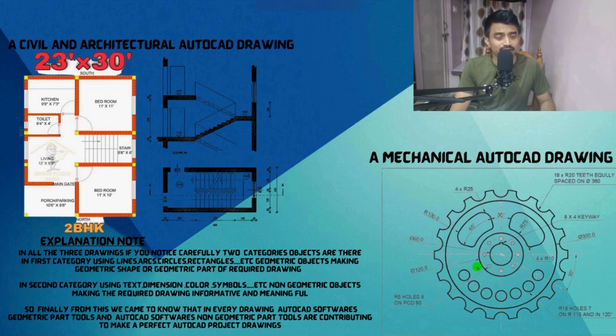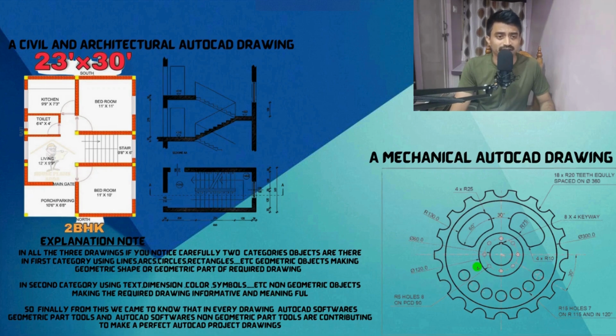Providing color to the drawing, providing text, dimensions, notation, symbols. If this non-geometry is not there in AutoCAD, there is no value to the drawing, because it will be a non-informative, non-meaningful drawing. If somebody draws the drawing but does not mention the details of it, then who will understand the drawing? So however important the geometric part is in AutoCAD, the non-geometric part is equally important.